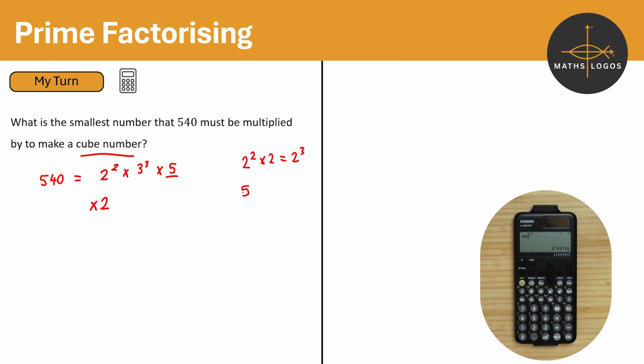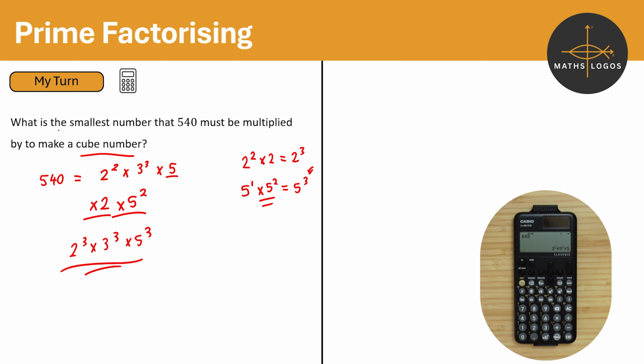Well, if I see what 5's like already, we could think of that as 5 to the power of 1. I would need to multiply by 5 squared in order for it to be a multiple of 3 on the index. So I need to multiply by 5 squared. And what I can see is I'd need to multiply by 2 and I'd need to multiply by 5 squared. And if I did that, the number that I would get is 2 cubed multiplied by 3 cubed multiplied by 5 cubed. And that would definitely be a cube number.